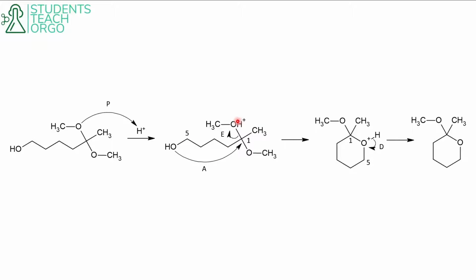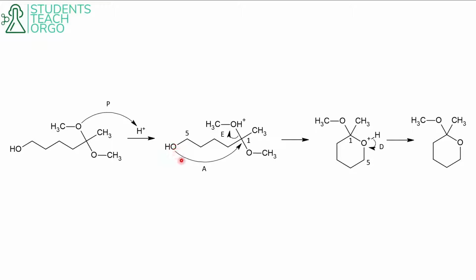And similar to last time, that makes this carbon sufficiently electrophilic and allows this relatively weak alcohol nucleophile to attack the carbon, right? So now we're forming a bond between this carbon, carbon 1, which I labeled, and the alcohol here, and carbons 1, 2, 3, 4, and 5, and this oxygen are all going to be in the ring, right? So now we have a 6-membered ring.